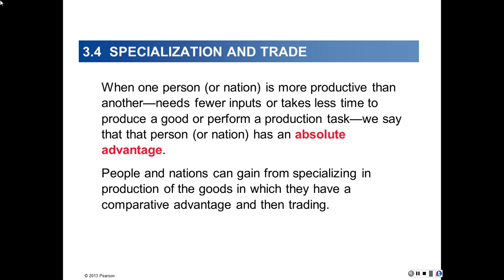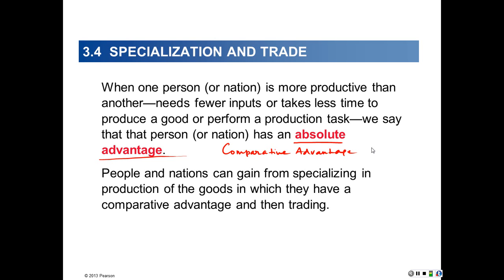And now we come to the part of the lecture that will take us the most time, perhaps this class and next class. Okay? We are now going to talk about specialization and trade. And we're going to bring in two very important ideas. One is called absolute advantage. And the other concept that we shall bring in now is called comparative advantage.